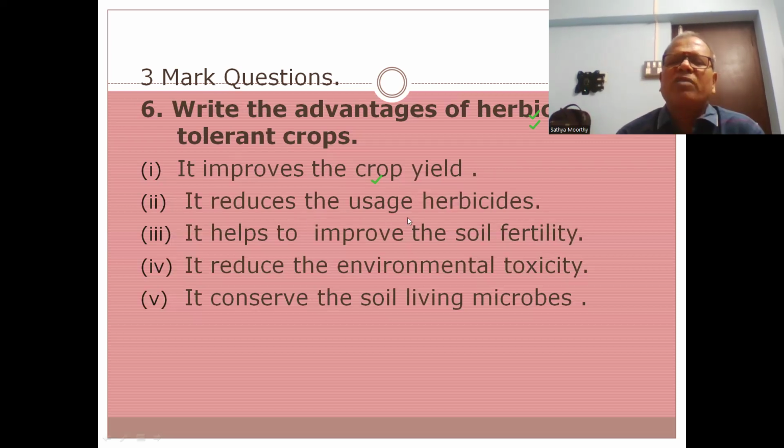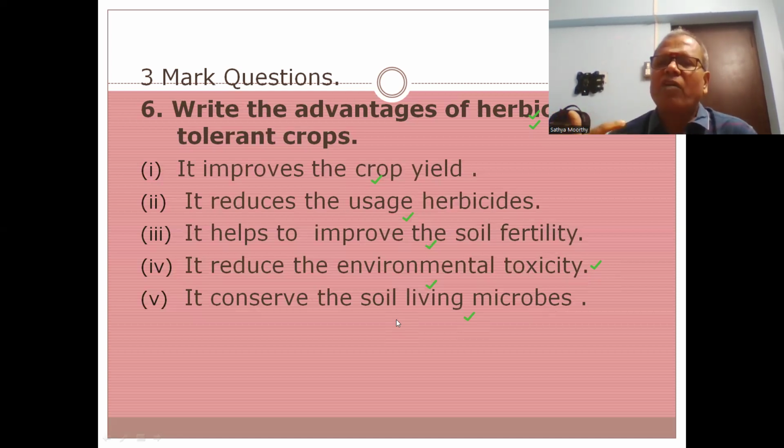It reduces the use of herbicides. Already it is herbicide tolerant, so we shouldn't use herbicide in the field. Then it improves soil fertility. Lesser use of herbicide helps to increase soil fertility and soil microflora. It reduces environmental toxicity. Herbicides, being chemicals, naturally affect the environment. Lesser use protects the environment from herbicide toxicity. It conserves the soil living microbes, especially bacteria and fungi, the decomposers.